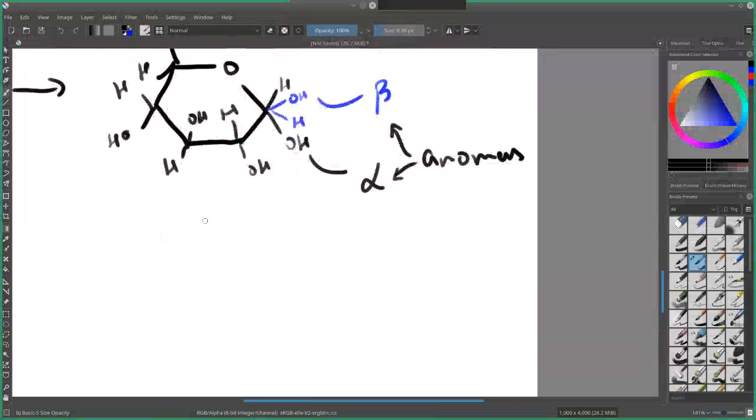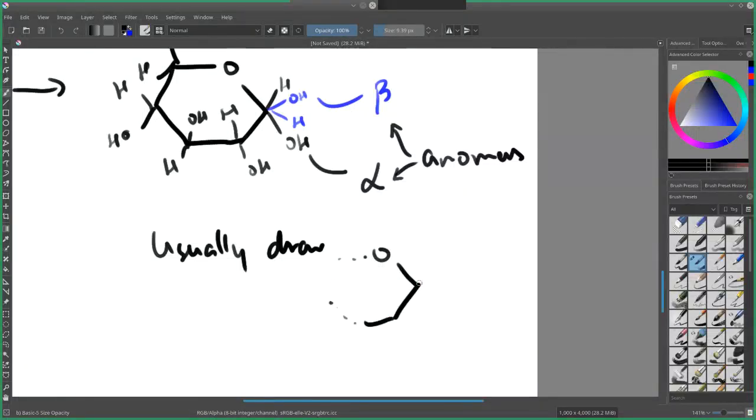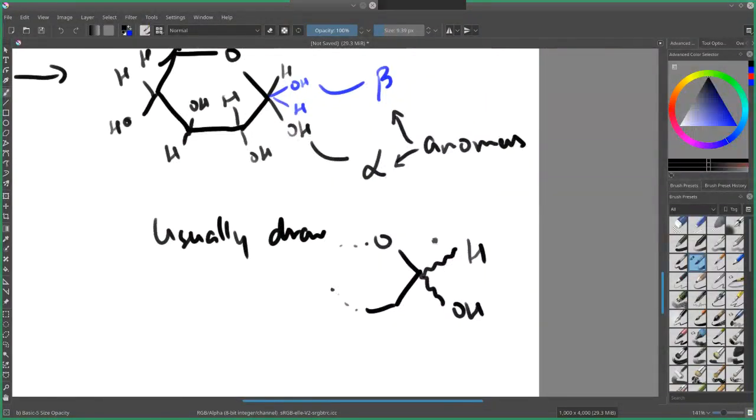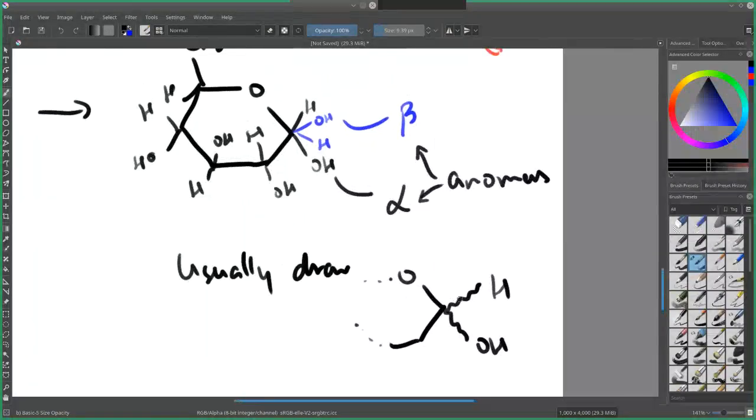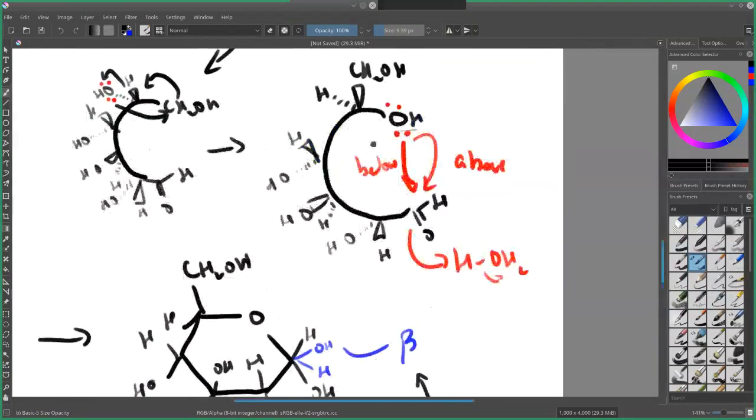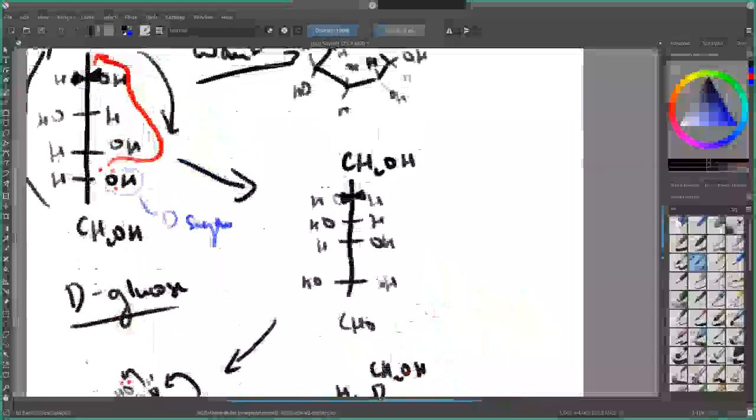Right. So what you usually draw is just, here's your sugar, and you just draw something that looks like this. You use a squiggly line if you want to denote that it could be either. It's either alpha or beta for your sugar. Okay. Yeah, so that covers the whole structure aspect of sugars, right? So whenever you have a sugar, you can do this sort of process to it.